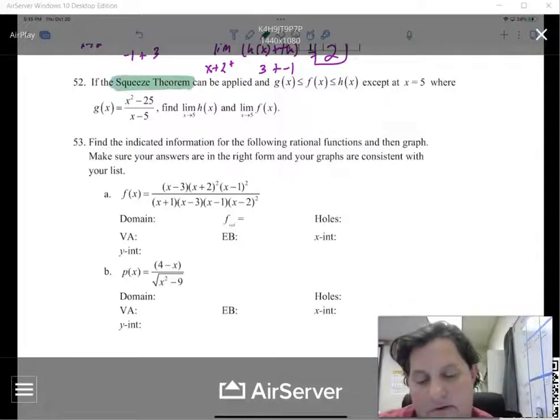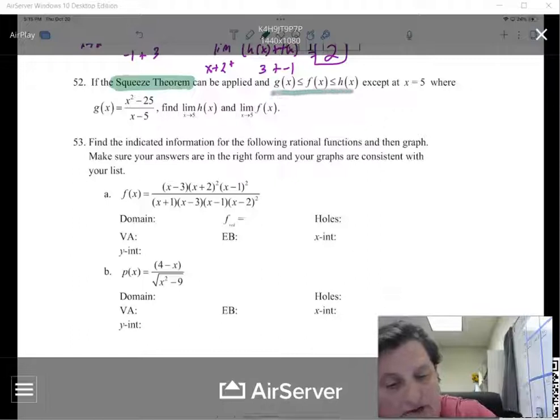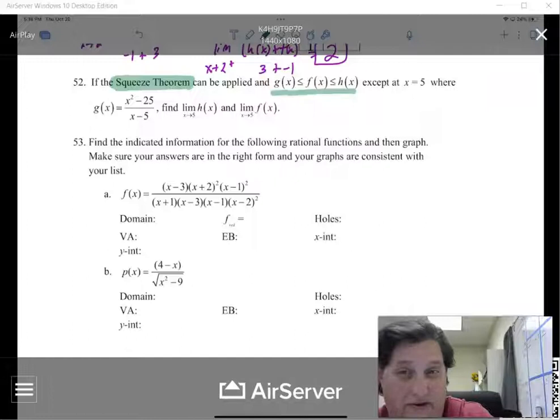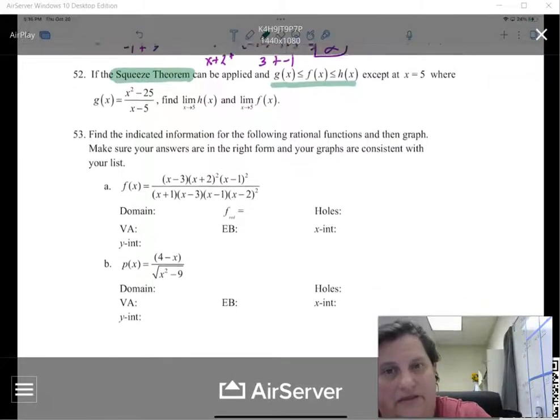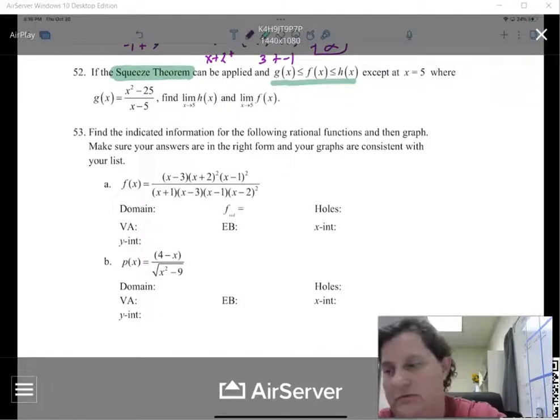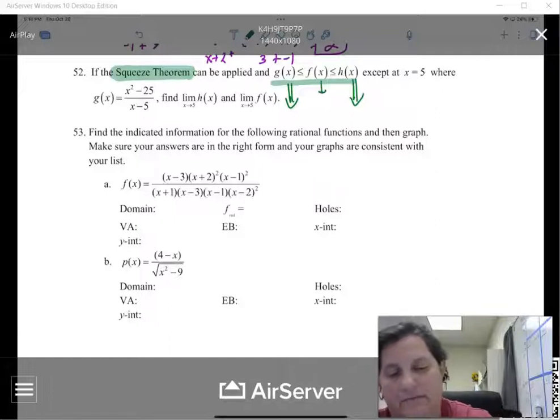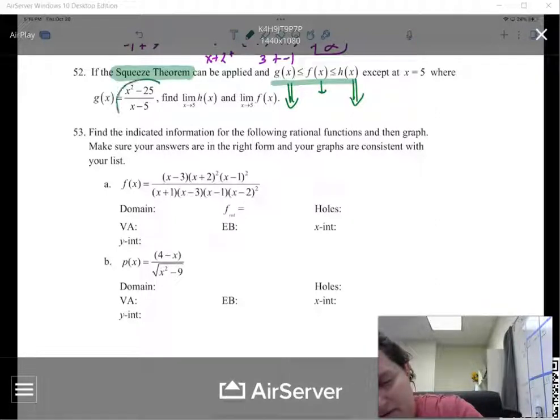Okay, if the squeeze theorem can be applied, and g of x, f of x, h of x, except at x equals 5, so g of x is less than or equal to f of x less than or equal to h of x, and so on. Find limit as x approaches 5 of h, and limit as x approaches 5 of f. Okay, and we know the squeeze theorem works. Guys, what the squeeze theorem says is if I can get that to go to a certain limit and that to go to a certain limit, the middle one also has to go to that limit. Okay, well, let's check this out.